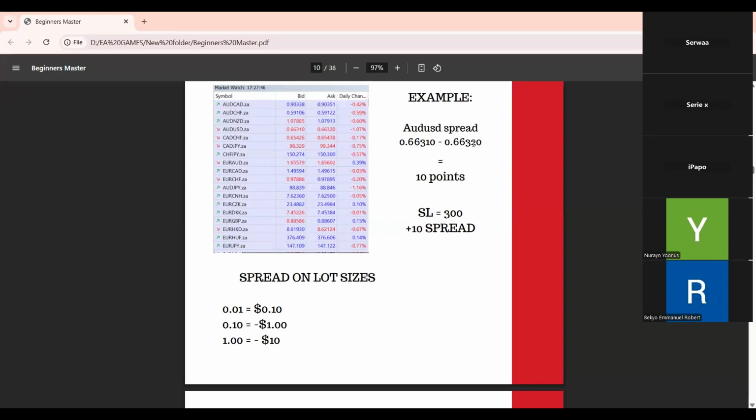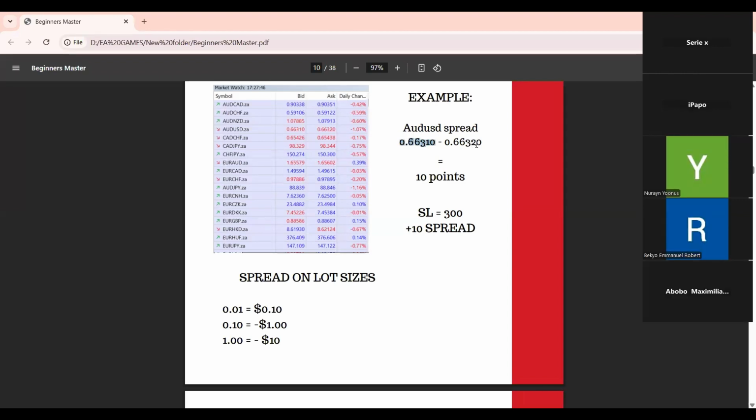The difference between these two pairs, you see, they are actually buying it at 0.66310, and they're selling at, let me use the last two numbers, 20. So if you deduct this from that, you're making 10 points. That means your spread is 10 points. And how many points did I say? If your spread is 10 points and you're opening a lot size of 0.1, what did I say? That means for every 10-point move, you are going to lose what?